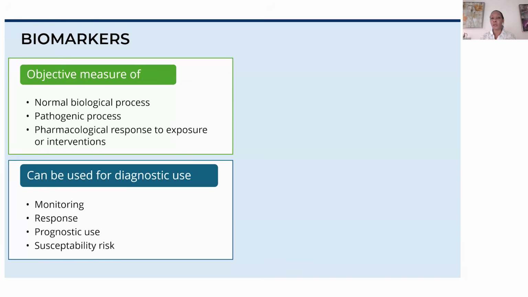It can be an objective measure, not only of a biological process but of a pathogenic process. So we'll use that to look at hypertension for the biomarker of blood pressure, or cholesterol for heart disease. It can also be a pharmacological response to exposure or intervention. So if you do something to a patient, you can look at what it was before and what it is after. So it can be used for monitoring.